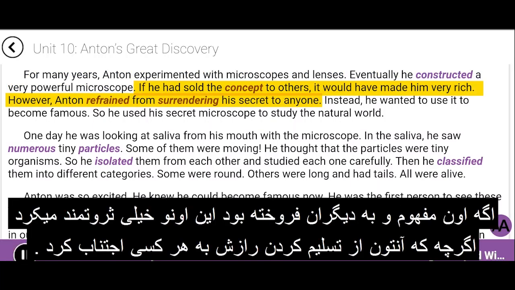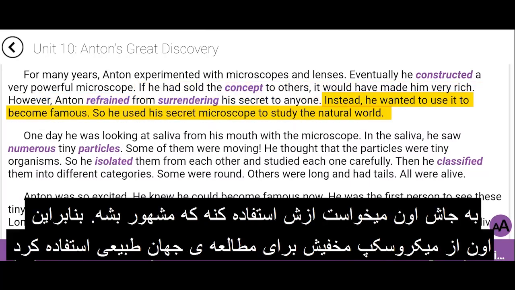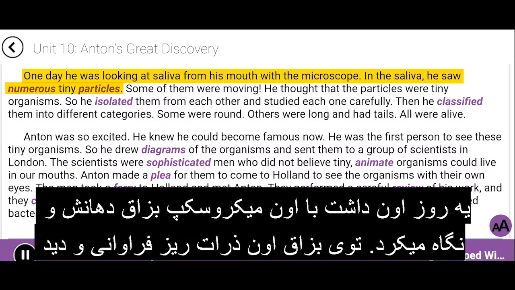If he had sold the concept to others, it would have made him very rich. However, Anton refrained from surrendering his secret to anyone. Instead, he wanted to use it to become famous. So he used his secret microscope to study the natural world. One day he was looking at saliva from his mouth with the microscope. In the saliva, he saw numerous tiny particles.